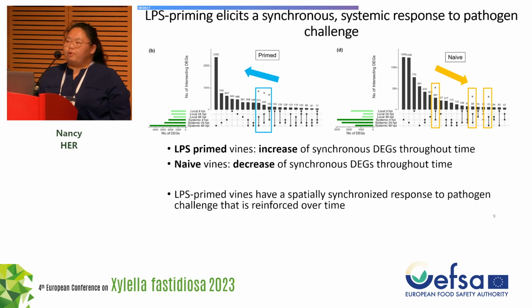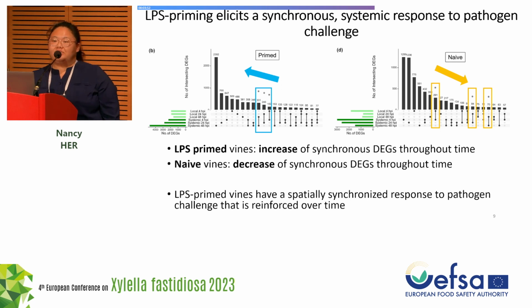As you can see in a primed plant, at 4 hours post-inoculation there's an increase in the number of intertrinsic DEGs, and it increases from 24 hours post-inoculation to 48 hours post-inoculation, whereas there is a decrease in the naive plants, where you start high in the number of DEGs at 4 hours post-inoculation but it decreases all the way to 48 hours post-inoculation. So this does show that in LPS primed vines there is an increase of synchronous DEGs throughout time, whereas there is a decrease in naive plants.